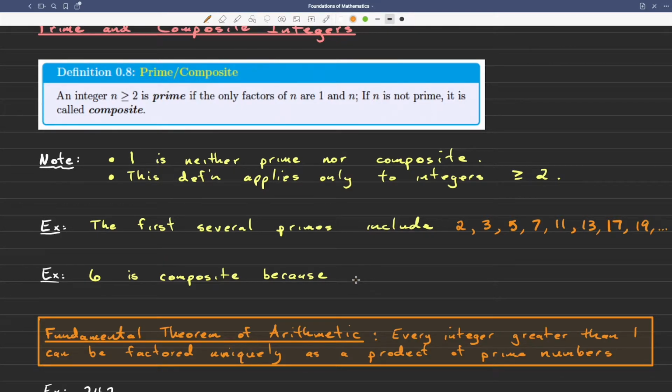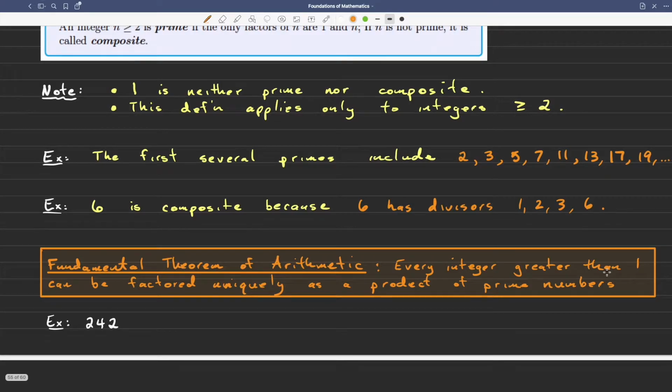6 is composite because 6 does have other divisors, right? 6 has divisors 1, 2, 3, and 6. In particular, 2 and 3 here are factors not equal to 1 or 6. So that's what makes this number composite. You may have heard of the fundamental theorem of arithmetic. It says that every integer greater than 1 can be factored uniquely as the product of prime numbers.